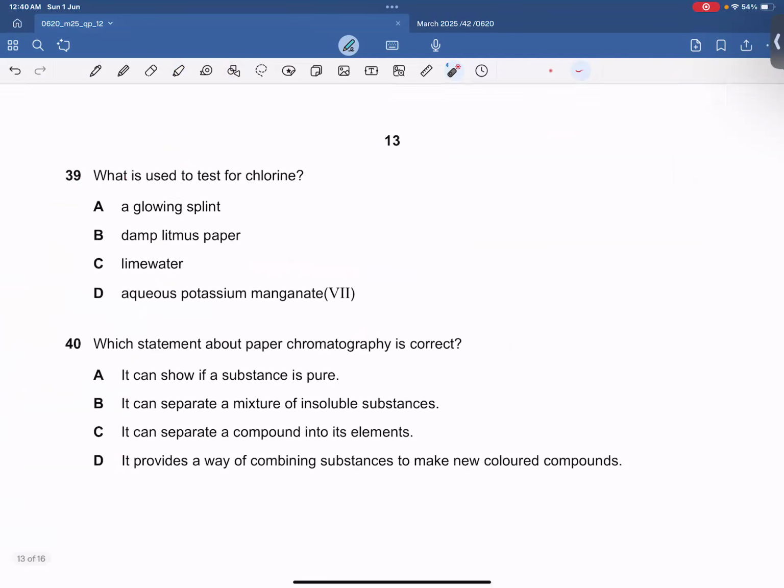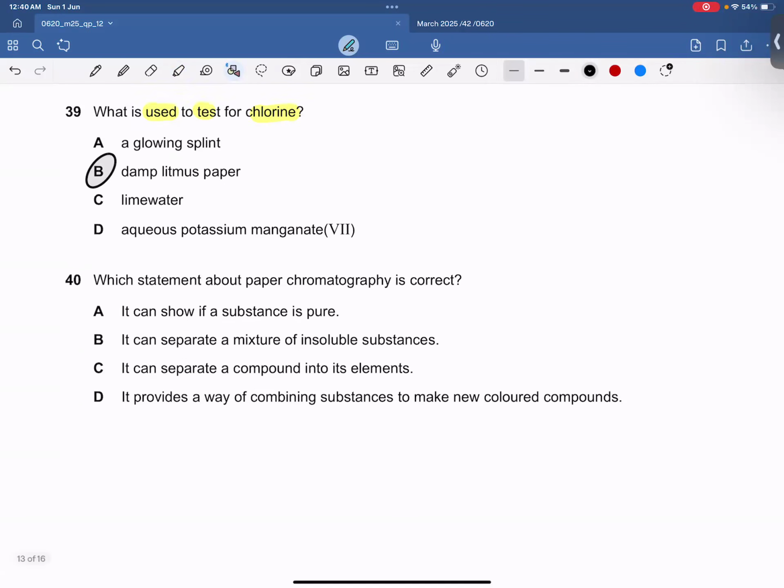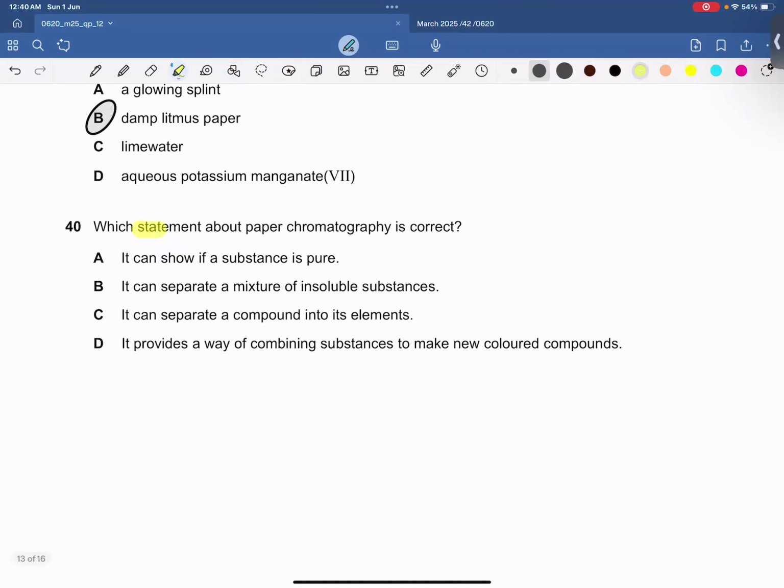39. What is used to test for chlorine? Chlorine bleaches damp blue litmus paper, and therefore B is going to be the right answer. That's a fact. Question number 40, that's the last question, which statement about paper chromatography is correct?